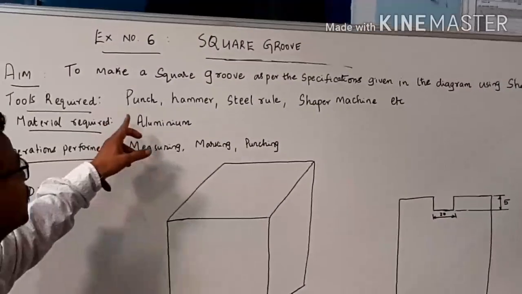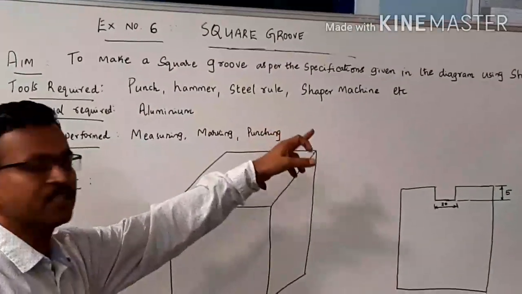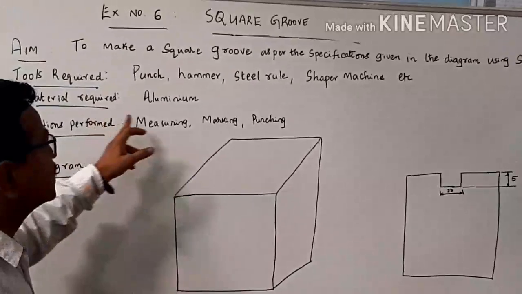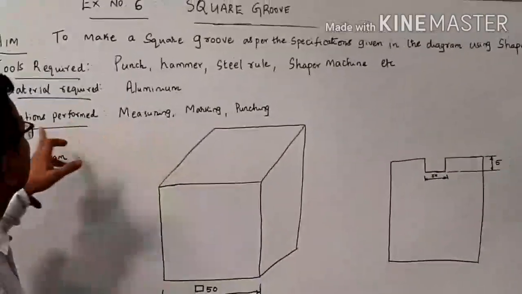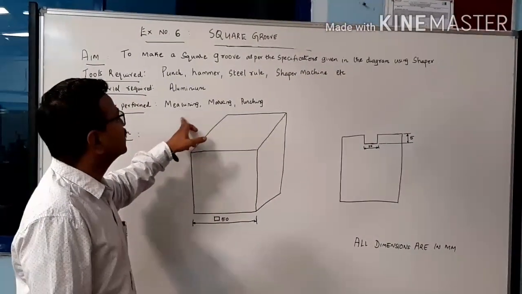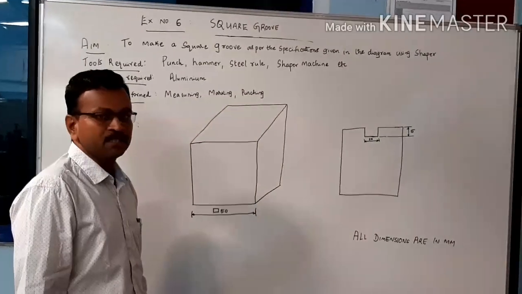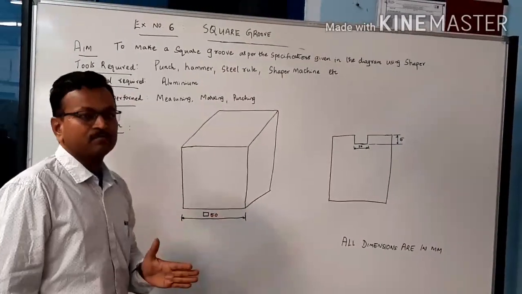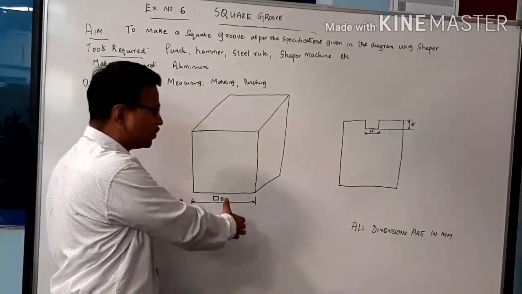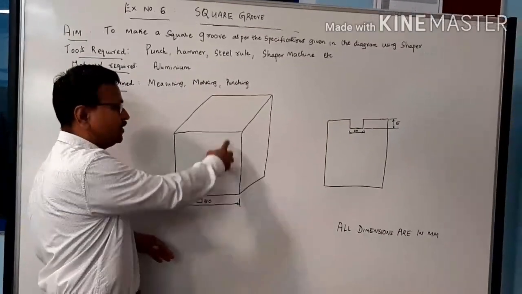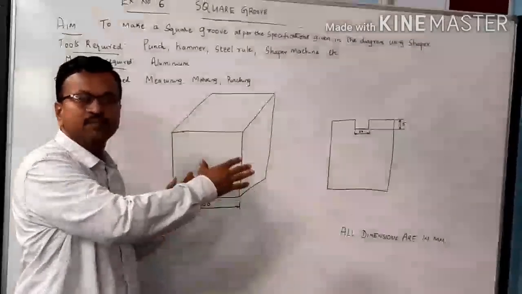The tools required are punch, hammer, steel rule, shaping machine, etc. The material is aluminium. The operations performed are measuring, marking, and punching. That is, first you have to measure. The given block is a square block, 50, 50, 50. Length, breadth, height is 50, 50, 50.